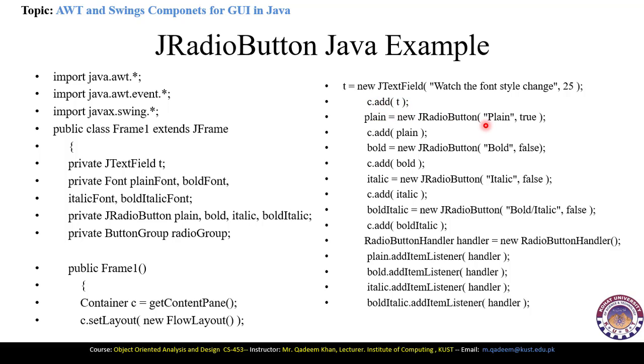Next is plain, new JRadioButton. There we have defined the plain JRadioButton with the plain object, and plain is the text that is passed inside of the JRadioButton, and true means that the JRadioButton will be selected. This JRadioButton will be true by default the first time. Here is another JRadioButton with the bold caption, and it will be unchecked. And similarly, here is the third JRadioButton with the caption of italics, and it will also be unchecked. And these are added one by one inside of the container. Now bold italics, new JRadioButton, bold italics, comma false.